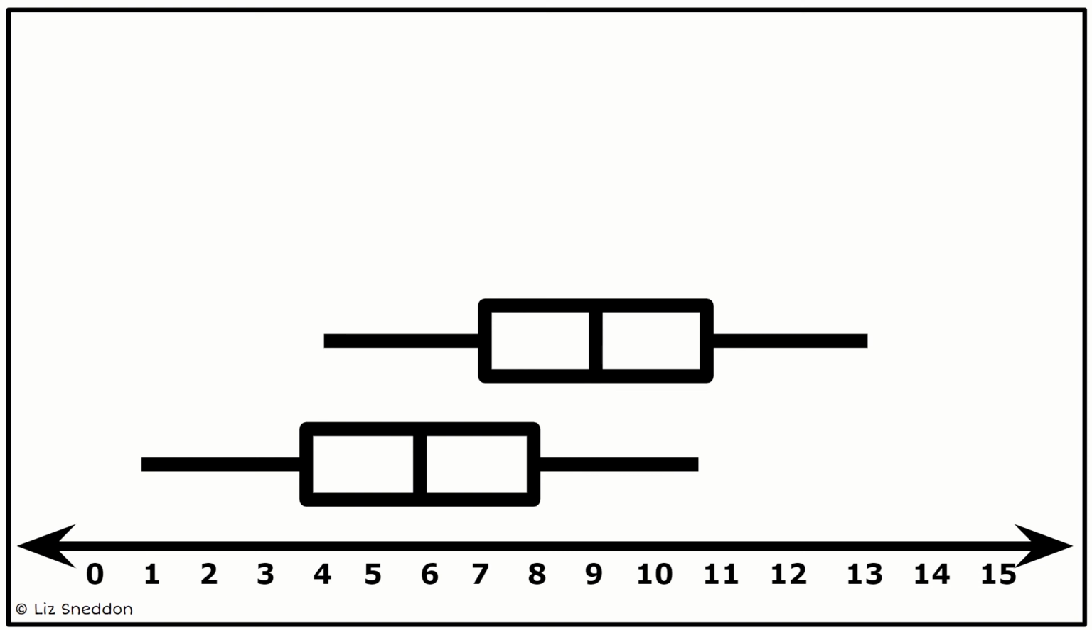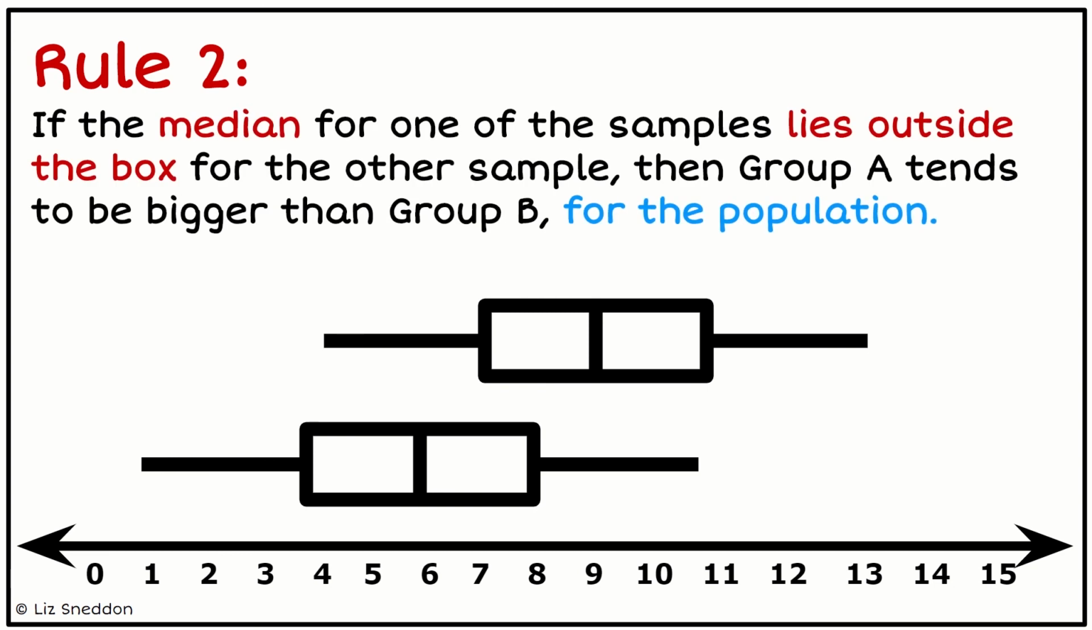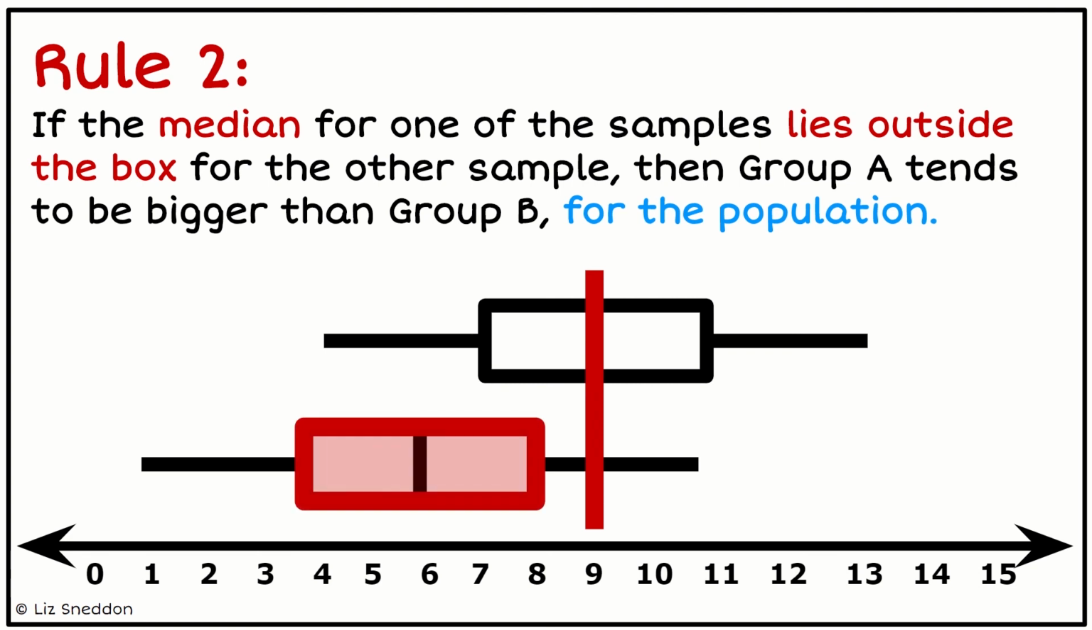The second rule is what happens if they're a little bit closer. When do I change from making the call to not making the call? So this is rule number 2, and this comes from the 50%, 75%. So if the median for one of the samples lies outside the box for the other sample, then I can make the call. So if I draw a line for the median of the top group, and I draw around the box of the second group, they don't touch each other. That means I can make the call. They are far enough apart.